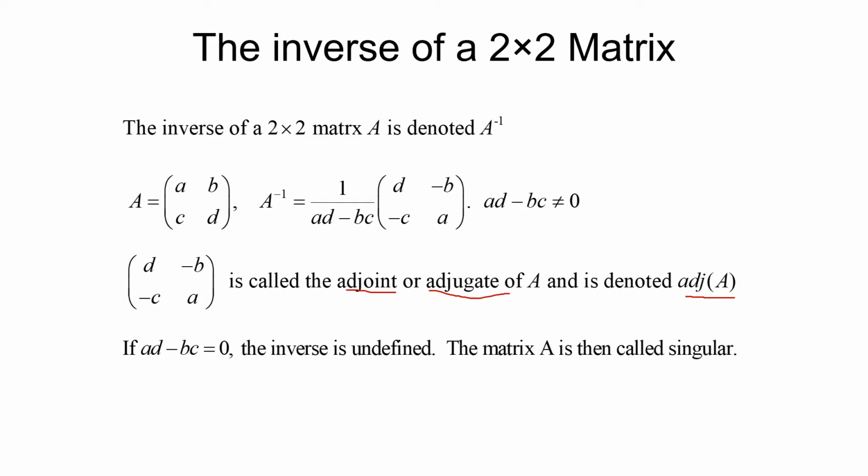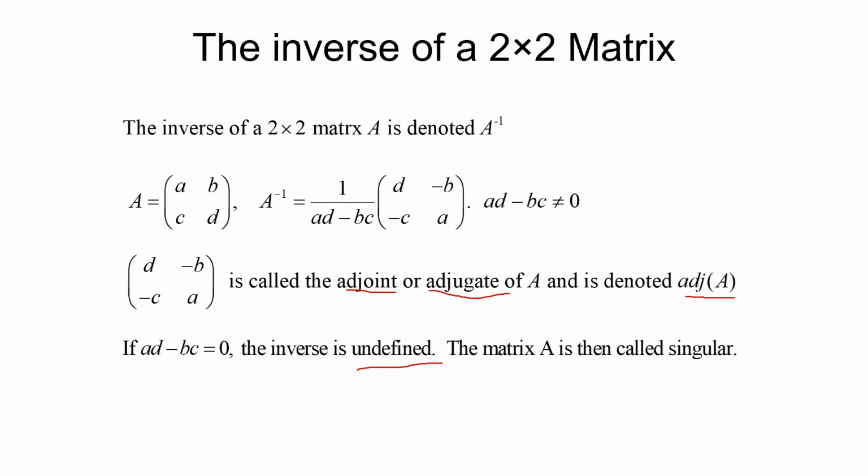In conclusion, if AD minus BC is 0, the inverse is undefined or doesn't exist, or the matrix is not invertible, right? If it's not invertible, the matrix is then called singular. So there are a few terms when AD minus BC is 0: the matrix is not invertible, the matrix inverse is undefined, or the matrix is known as a singular matrix. So it doesn't have an inverse.